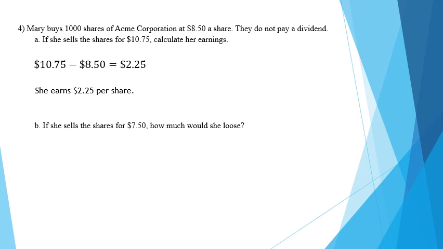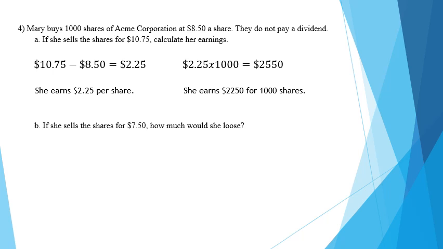So let's figure out her total earnings. So since there were 1,000 shares, we just do $2.25 times 1,000 for a total of $2,250, which is her earnings for those 1,000 shares.